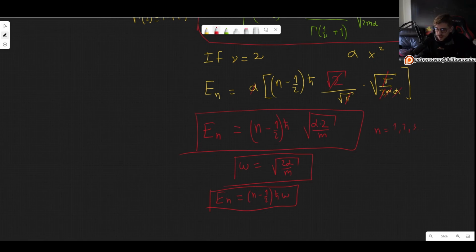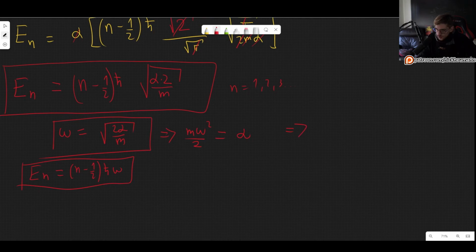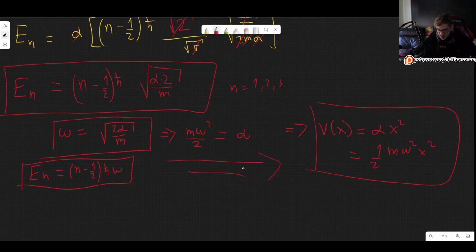And in fact, we can corroborate that because from here, we can see that we can square this. So we get omega squared times m divided by 2. This is equal to alpha, right? We can find what alpha is. And if we plug this into our potential, we get that the potential is alpha times x squared, but alpha is 1/2 m omega squared, so x squared, which of course is precisely the potential for the harmonic oscillator, which makes sense. I mean, it has to be since we found the energy levels of the harmonic oscillator. So there we go. That's the solution to this problem.